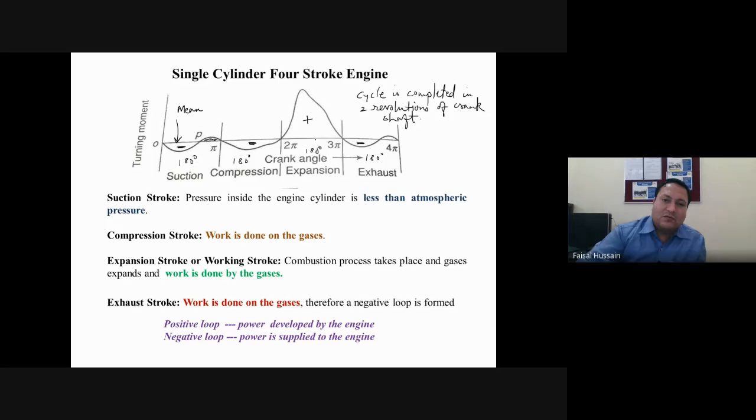In negative loop, work is done on the gases. It means power is supplied to the engine. That is the difference. And the last one is your exhaust stroke. Okay, so this is the actual diagram.